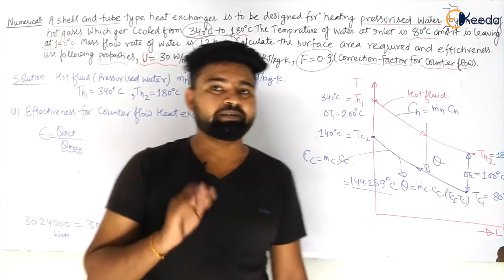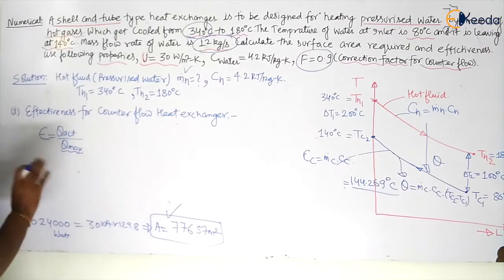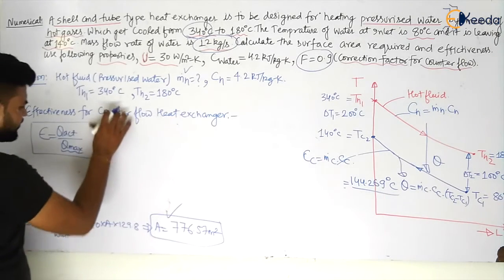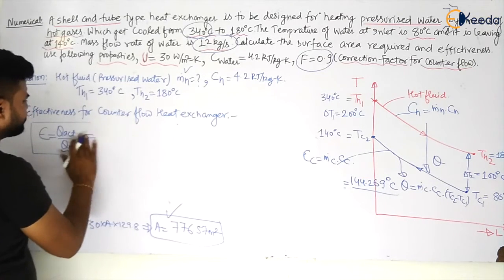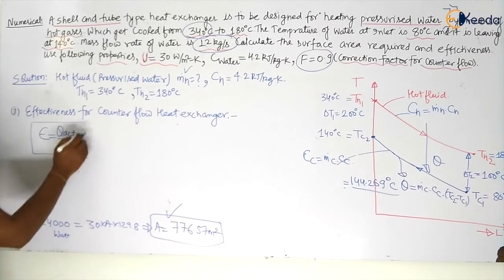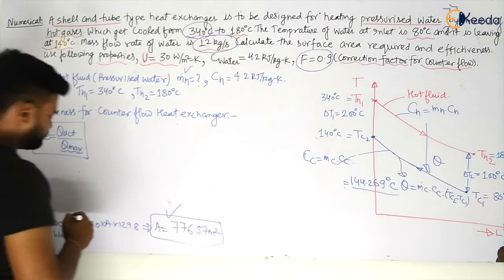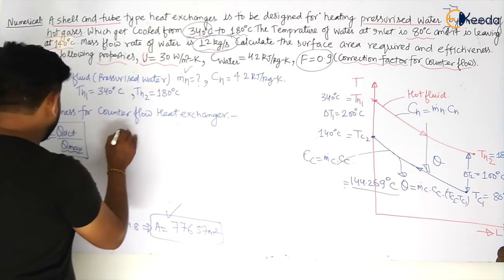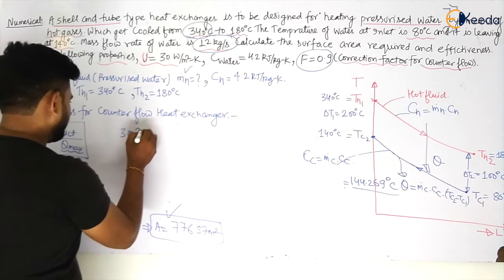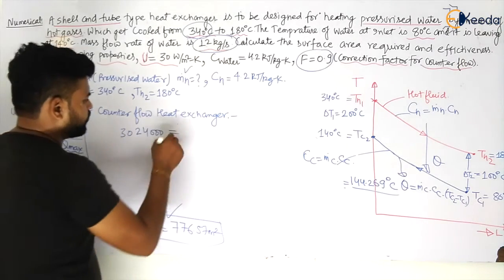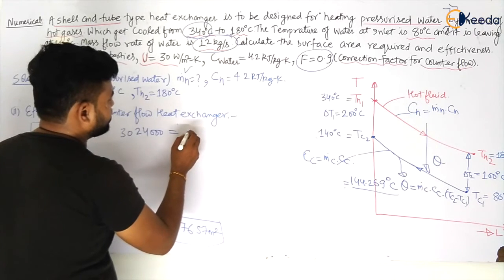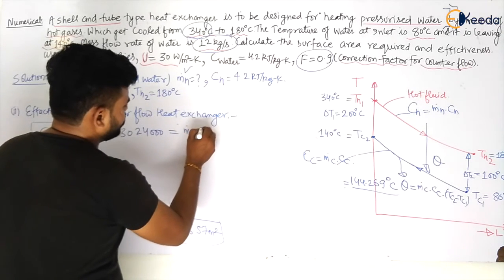We have to calculate the mass flow rate of the hot fluid. Let us calculate the mass flow rate of the hot fluid. So again I can write it like this. Let us see first which fluid is undergoing the maximum temperature change. So the heat transfer Q is given by 302400000 is equal to m dot h. What will be m dot h? We have to calculate it.